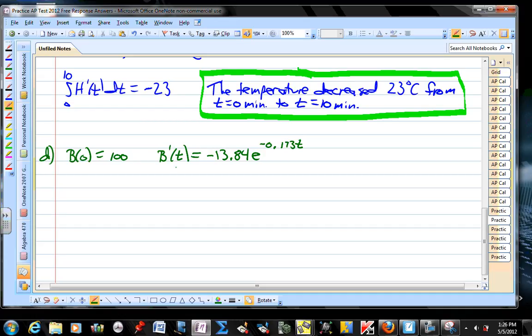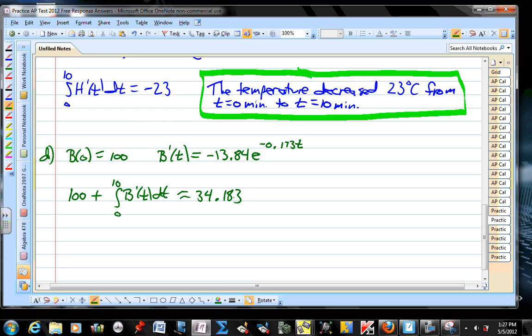So what that means is we've got to do this. We've got to start with the biscuit's temperature, which is 100 degrees, and add the total change of the biscuit's temperature, which will be the integral from 0 to 10 of b prime of t dt. Now, this integral is going to give us something approximately 34.183. So it looks like the biscuit started at 100 degrees and then changed temperature in that 10-minute period, and ended up at 34.183 degrees Celsius.